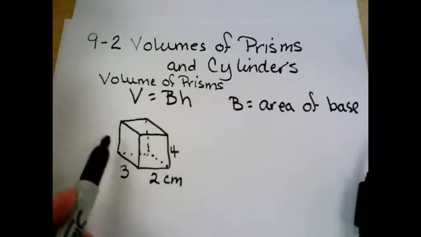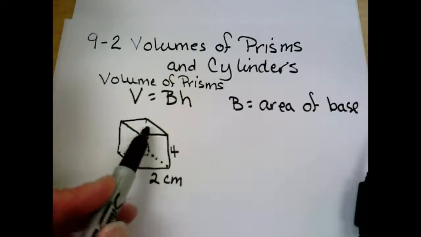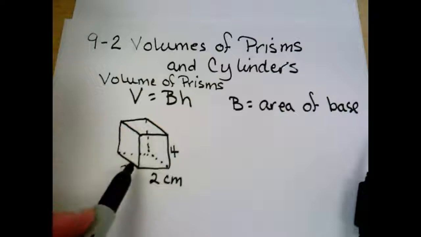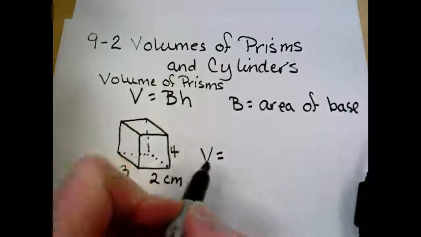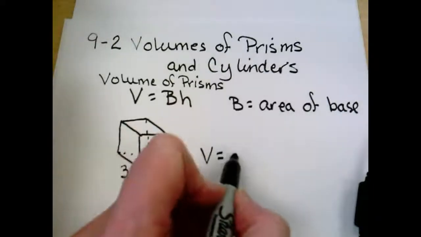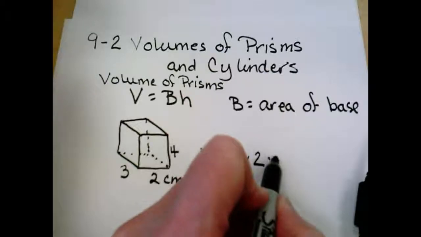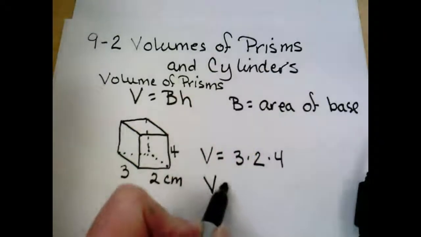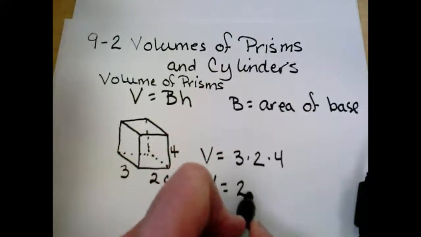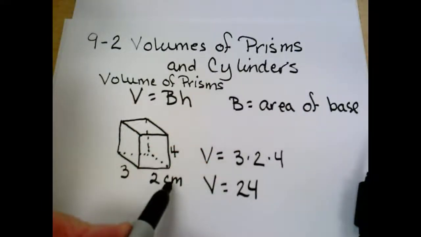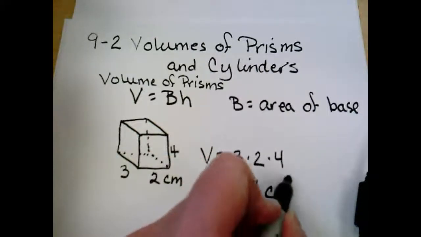So if I have a rectangular prism, this base is extruded all the way through. It's a rectangular prism. We can take volume equals the area of the base. The area of a rectangle is 3 times 2. Then we take it times a height of 4. So my volume is 6 times 4, which is 24. My units, I have centimeters times centimeters times centimeters, so it is centimeters cubed.